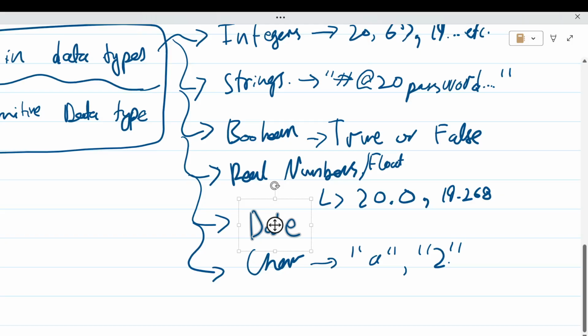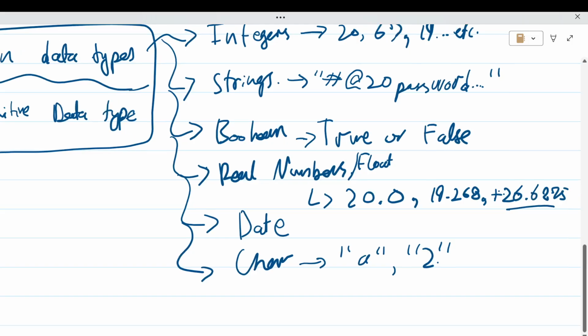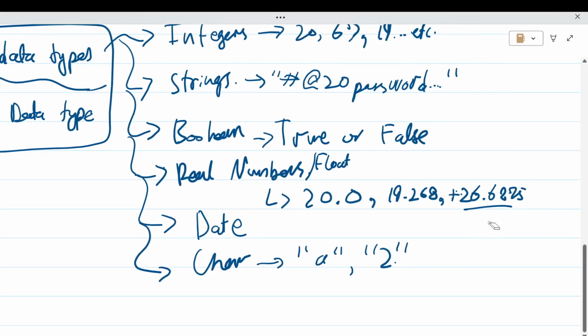In the topical past papers, there was this question, plus 26.6875. That's a real number, you know, that here is a real number. So done. That's it. And as for date, obviously it's just the date format. For example, today is, let me write, today is what? It's 11, I think. Yep, 11, 6, 26, right? That would be the date.